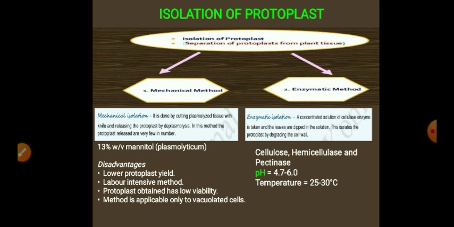Generally, this type of enzyme is more active at 4.7 to 6 pH. Temperature should be 25 to 30 degrees Celsius, and the incubation a minimum of 6 to 12 hours. Then automatically the cell wall will be ruptured by the enzymatic way, and the protoplast will be harvested by centrifugation and purification. Then we can go for further cultures.